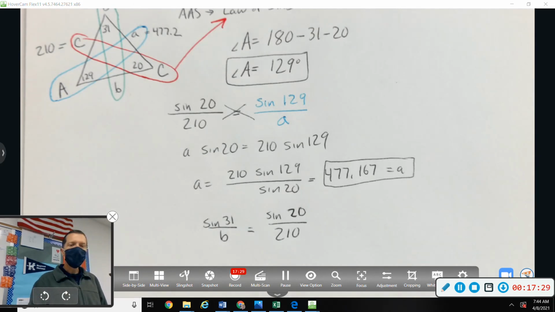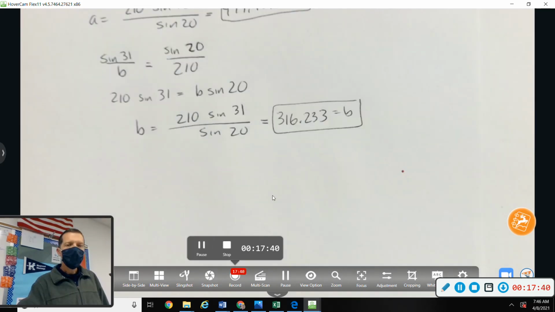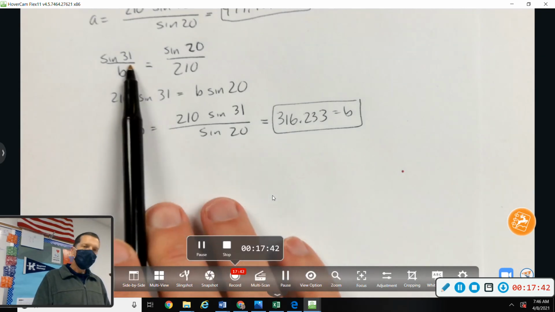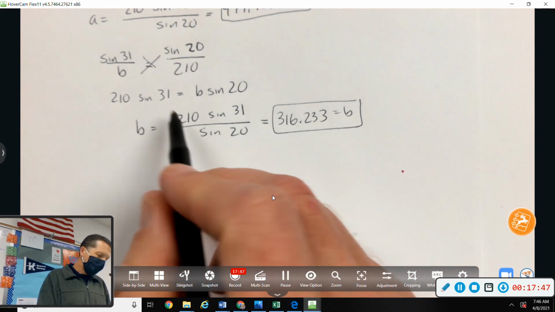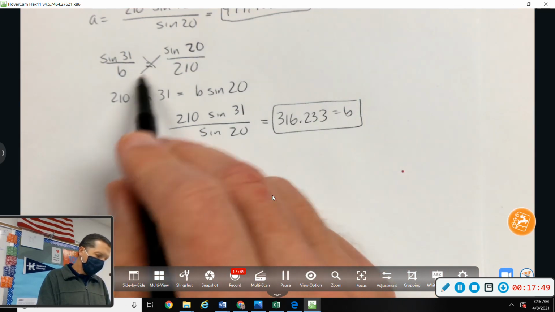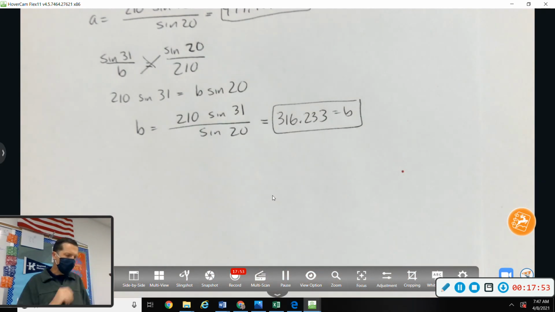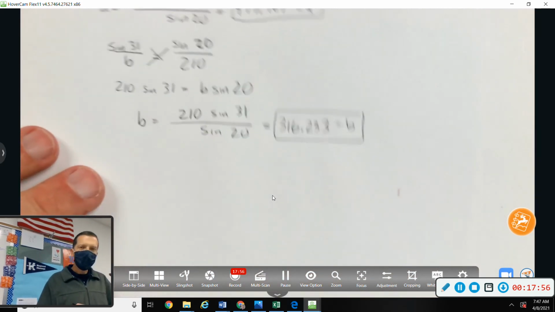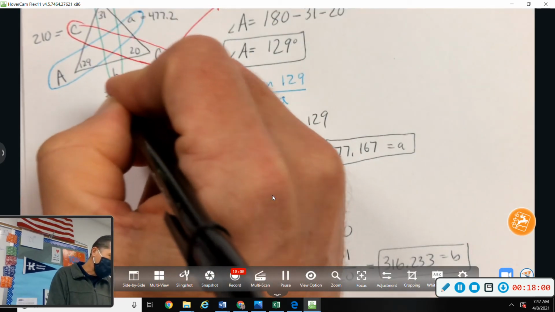So why don't you test out your algebra skills and your calculator skills. I'm going to press pause. See if you can solve for B, and then we'll check in and see how we did. All right, so cross multiply, I think you have that, and then divide by sine 20 to get B by itself. And we get 316.